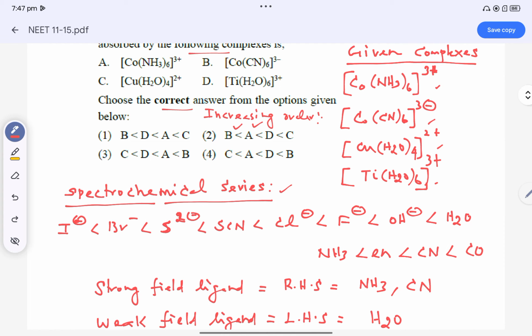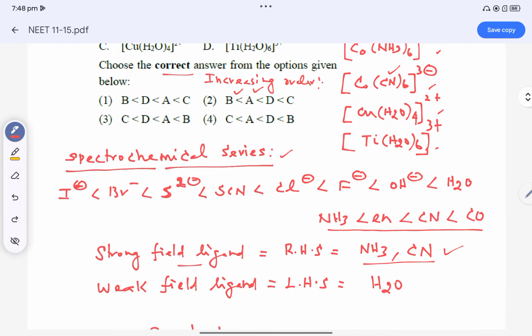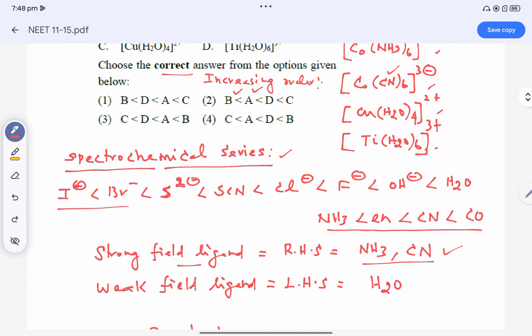The ligands are arranged in the order of increasing energy. The ligands present in the right hand side are found to be strong field ligands. I have written only the three ligands we have: H2O, NH3, CN. NH3 and CN are strong field ligands. On the other hand, the ligands present in the left hand side are denoted as weak field ligands. So H2O is noted as a weak field ligand.